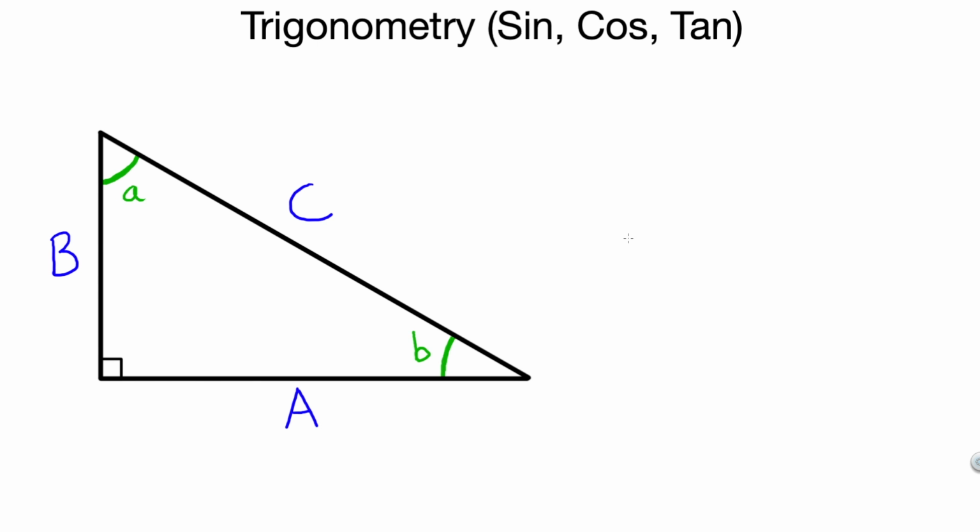Welcome everybody. Today we're going to be going over the basics of trigonometry, mostly sine, cosine, and tangent. Here I have a basic right triangle. I have the angles A and B selected, and I have capital A, B, and C side lengths.